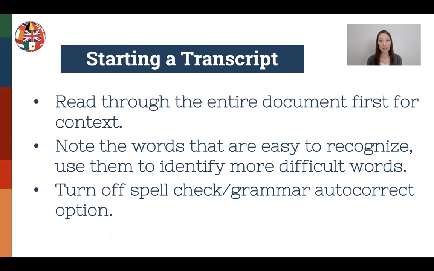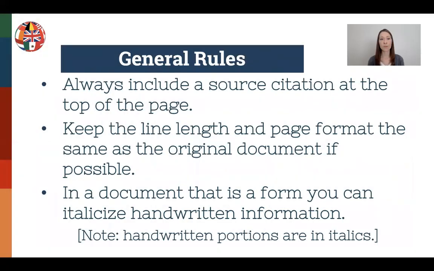The very first thing before you start typing, turn off your spell check and your grammar autocorrect. You will be so frustrated as you're typing. It will change everything that you are seeing in a document as incorrect. It will correct it, and you'll have to go back and fix it. So turn it off. The general rules are you always put a source citation at the top of the page.